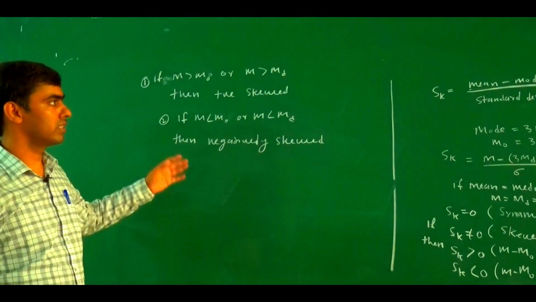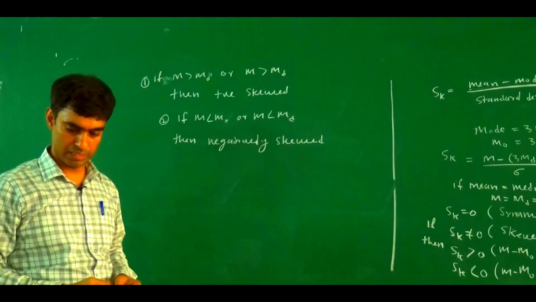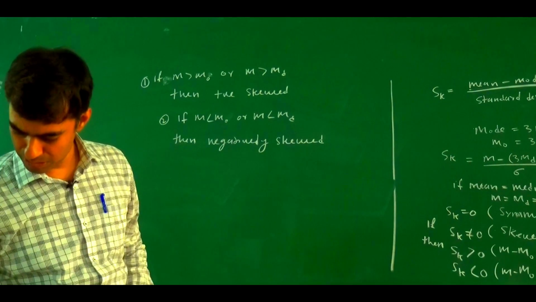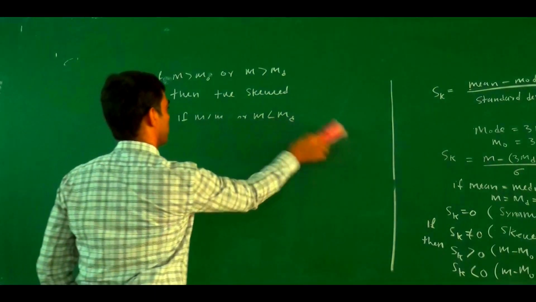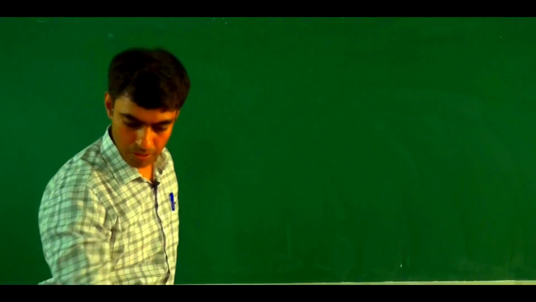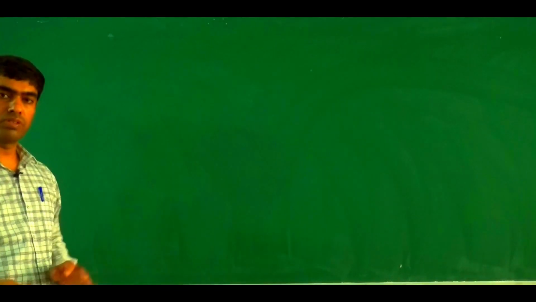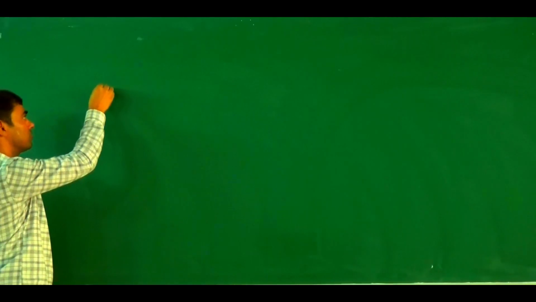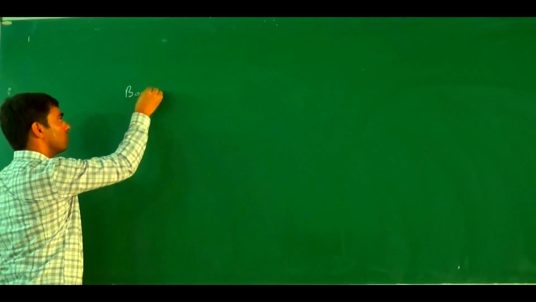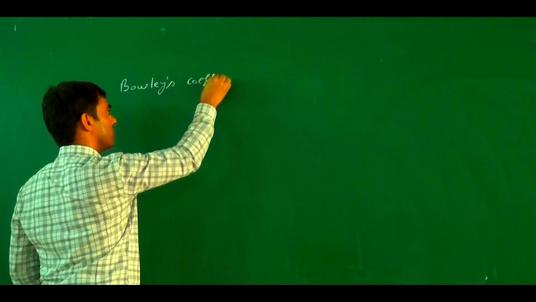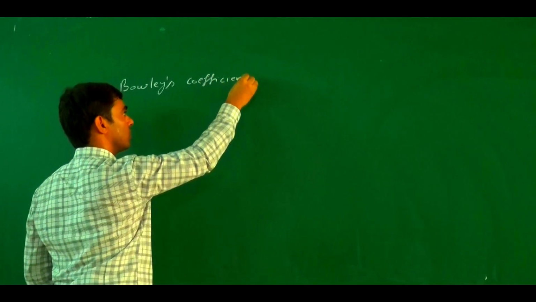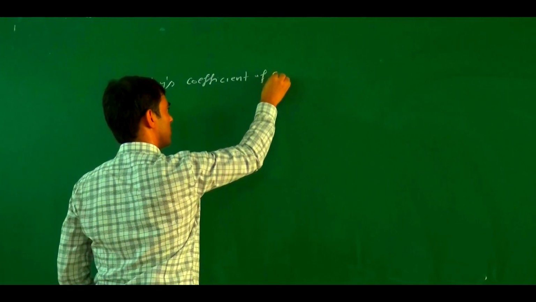So this one is the analysis of the Karl Pearson coefficient. Now we discuss the Bowley coefficient of skewness. Next we are going to discuss the Bowley coefficient of skewness. So what is the Bowley coefficient of skewness?